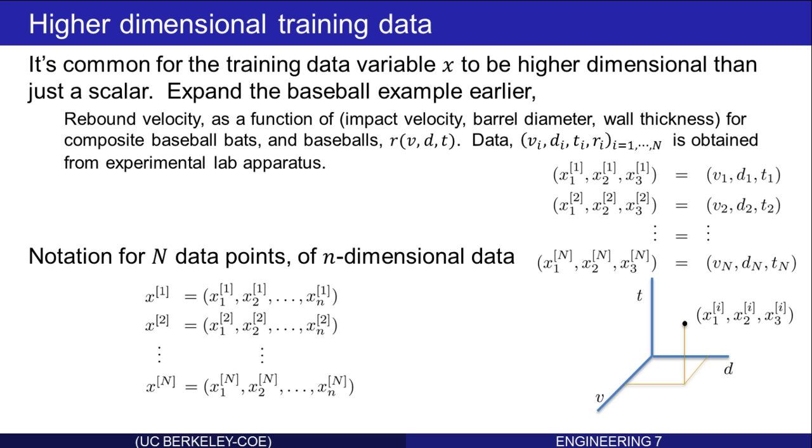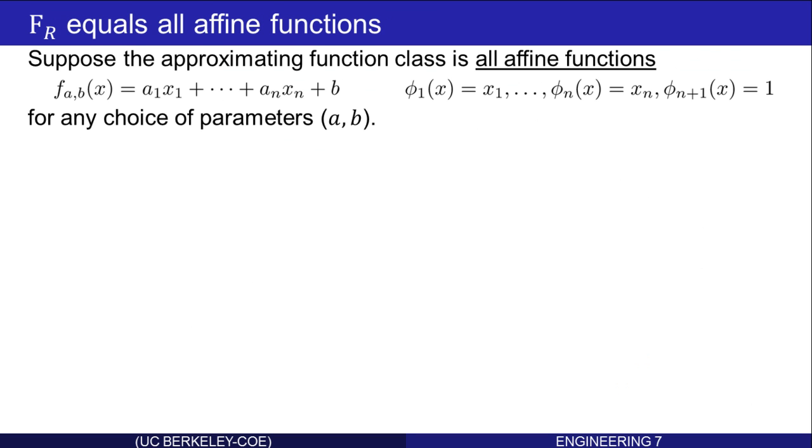Let's use this notation to set up a regression for high-dimensional training data where the basis functions include the constant function and all linear functions. So, as I mentioned, we'll suppose that the approximating function class is all affine functions of x. That's written here as f sub ab of x equaling a1 times x1 plus a2 times x2 plus through an times xn. Remember, x has n independent components, plus b, for any choice of parameters a and b. And remember that a is a parameter vector, a1 through an.